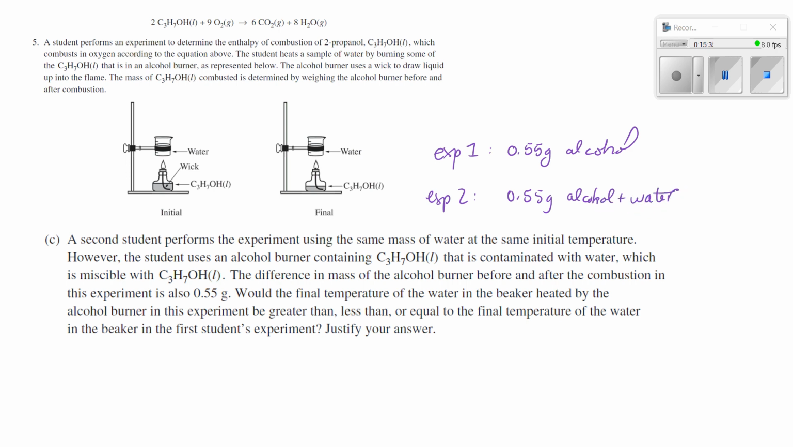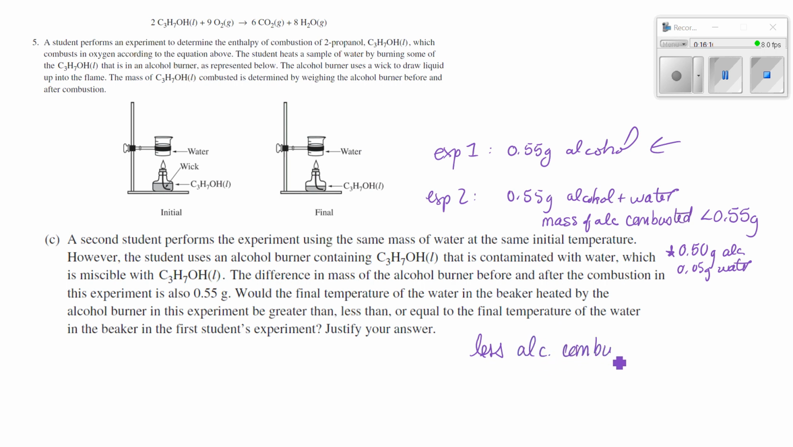So if you think about what's happening here, really the mass of alcohol that was combusted here is not really 0.55 grams. It's going to be some smaller number, right? We don't know what the number is, but if it helps to think of an example, maybe it's 0.5 grams alcohol and 0.05 grams water, right? Whatever it is, the amount of alcohol burned is going to be smaller than it was in the original experiment. So you're going to have less actual alcohol combusted. So we're going to have less heat released.